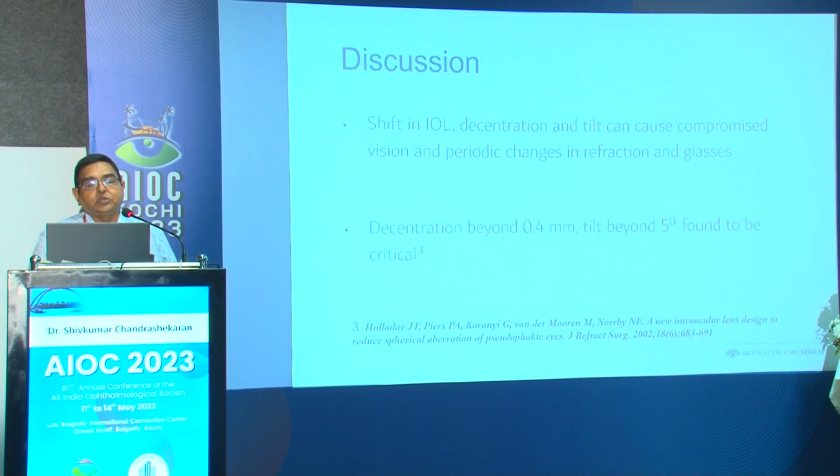Shift in IOL, decentration, and tilt can cause compromised vision, periodic changes in refraction and glasses, and therefore a dissatisfied patient. Decentration beyond 0.4 mm and a tilt beyond 5 degrees is found to be critical.